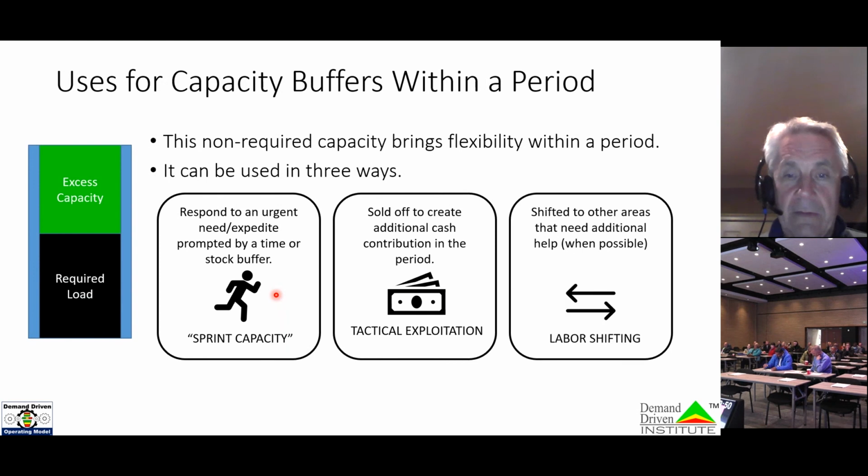So we can use capacity buffers in a number of ways. I think the most important thing is that we get this benefit of sprint capacity because we can adjust for whatever variation is occurring. Sometimes we can exploit it tactically in being able to sell capacity that we know we're not going to need.